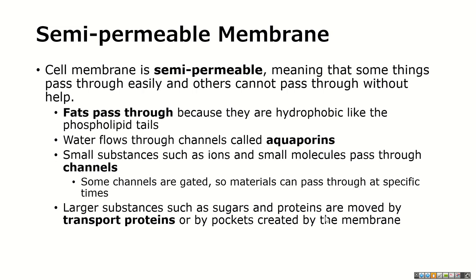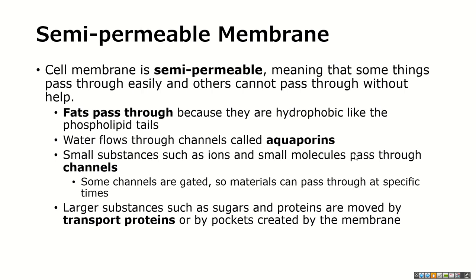And then larger substances such as sugars and proteins are going to have a more complex process, either a transport protein that's literally going to transport something across the membrane by changing the protein shape, or sometimes the membrane of the cell can actually reach out and grab things and pull them into the cell. We're going to talk about that in the next lecture, which is called transmembrane transport. That's another, after we get done with cells, we'll talk about those different mechanisms.